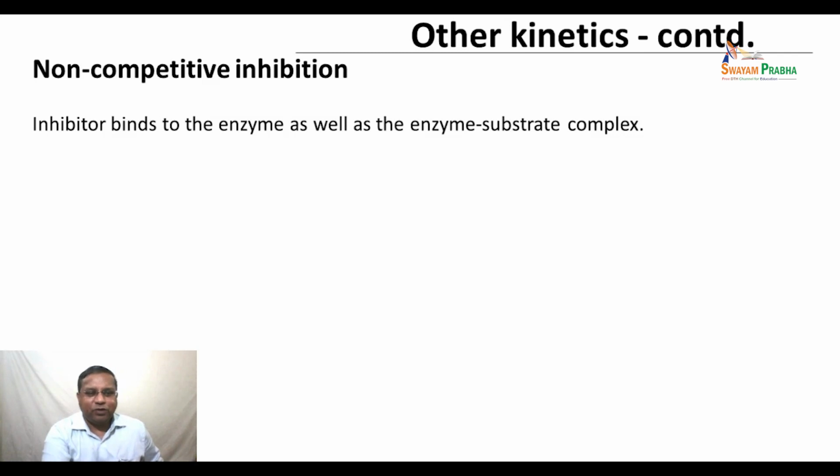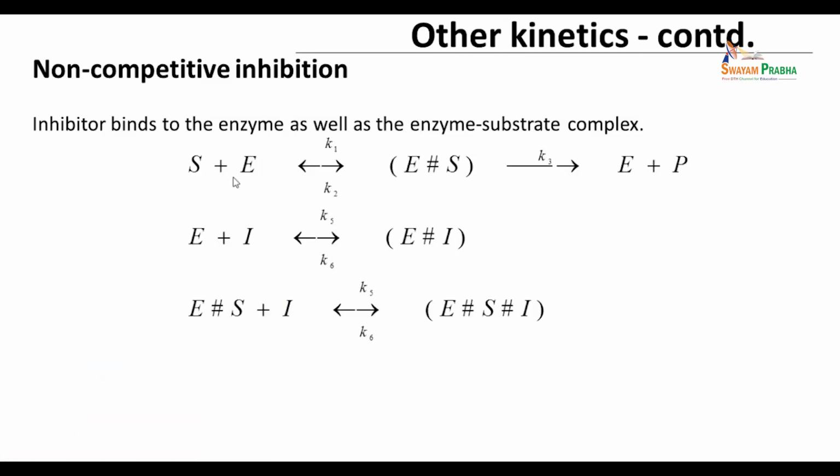The next type of inhibition, the earlier one was competitive. The second one is called non-competitive inhibition. In the non-competitive inhibition case, the inhibitor binds to the enzyme as well as the enzyme substrate complex. The scheme is like this. This is the Michaelis-Menten scheme. The first reaction, S plus E, reversibly ES gives you irreversibly E plus P.